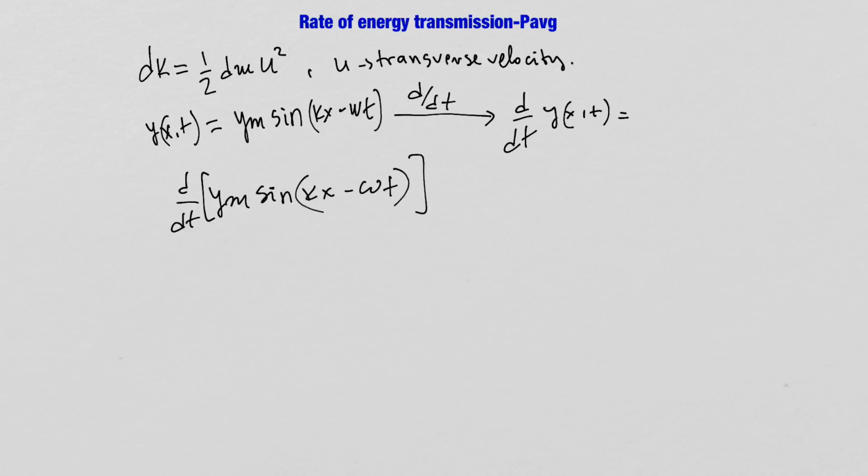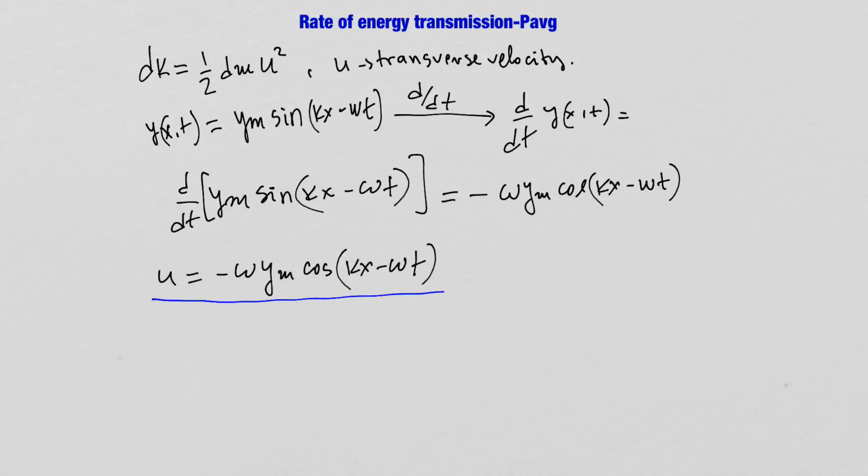So when I execute the derivative, the term in the phase, which is kx, is not subject to the derivative, since it does not depend on the time. Only the term omega t is subject to the derivative. So the result of the derivative is minus omega ym cosine of kx minus omega t. And so this is the transverse velocity of an element in the string as it's oscillating up and down.